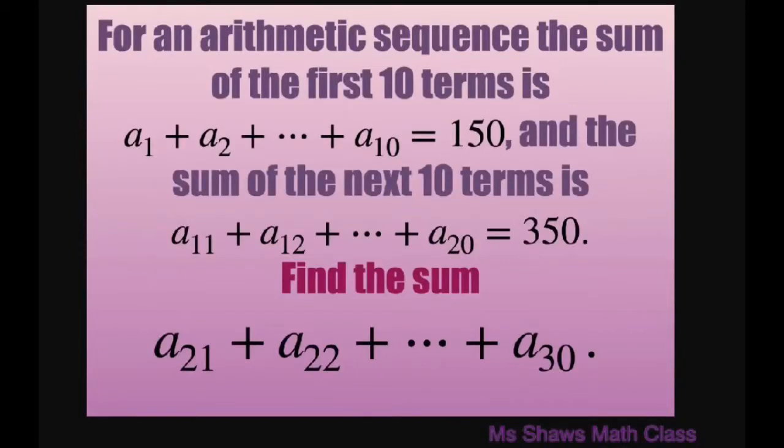Hi everyone. For an arithmetic sequence, the sum of the first 10 terms is 150, and the sum of the next 10 terms, a sub 11 through a sub 20, is 350, and we're going to find the sum of the next 10 terms, so a sub 21 through a sub 30.